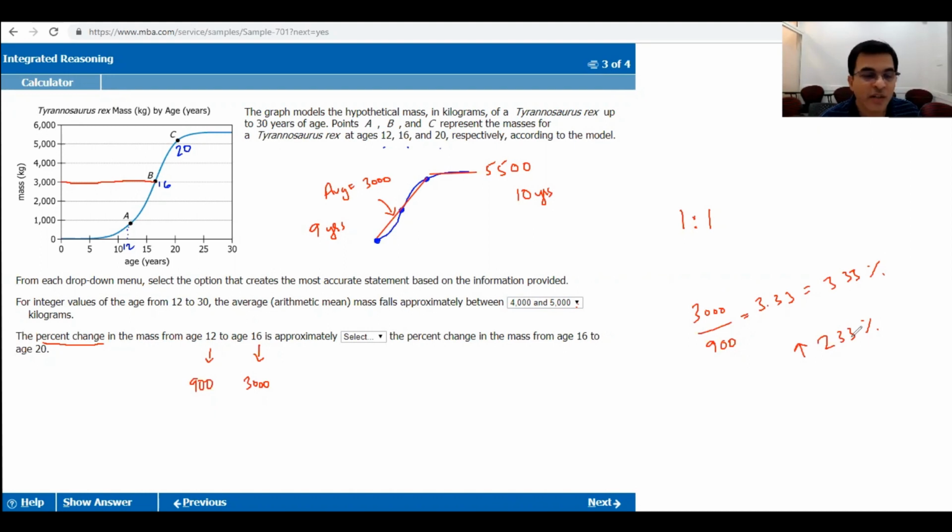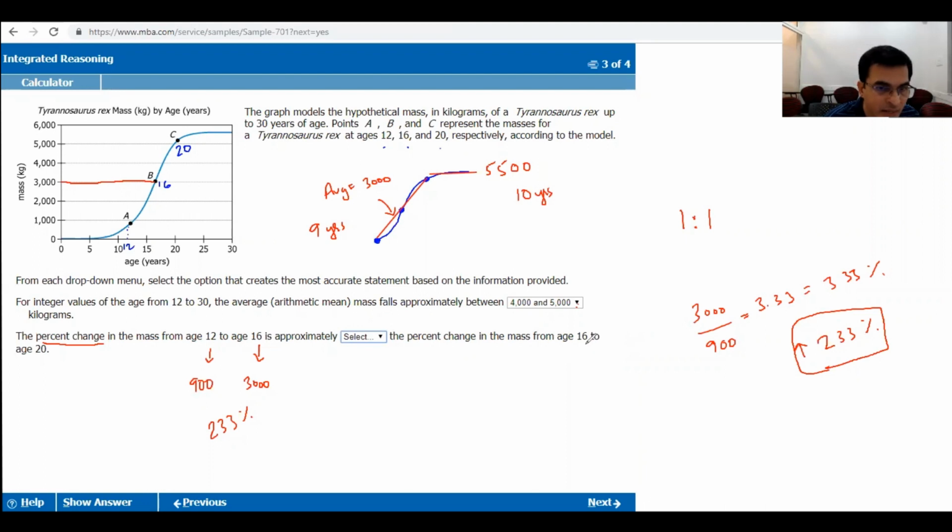If this confuses you, you can simply say 3000 minus 900, 2100, divided by 900, into 100, and that will give you exactly what we are writing here, 233%. So this value we have worked out, this value 233%. They want us to say this is approximately, and look at the options here. The options are saying equal to 2 times, 3 times. The second half of it is the percent change in mass from 16 to 20.